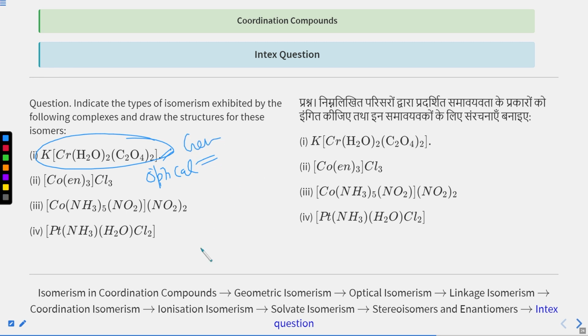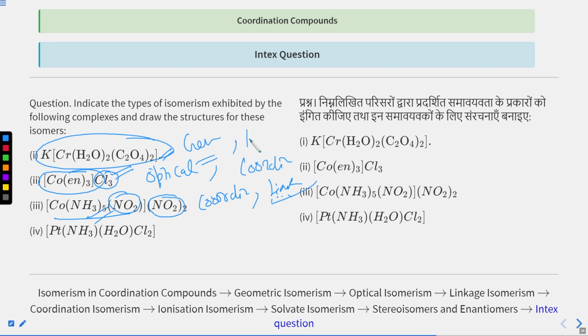This can show geometrical isomerism. What about this? This has an ambident ligand, right? Plus this has a counter ion outside of this. Clear? If you see the second example, there is also a counter ion. So it can also show coordination isomerism. Now this one, first of all, can show coordination isomerism on the first side. Next, it can show the ambident one. Why? Because NO2 is ambident, so it can show linkage isomerism. Clear?